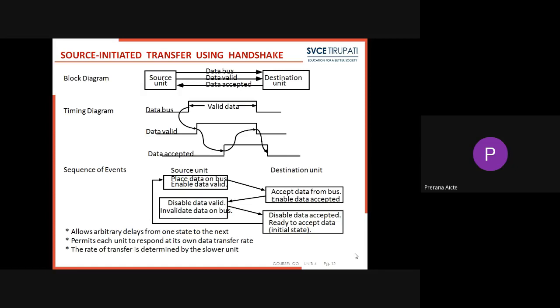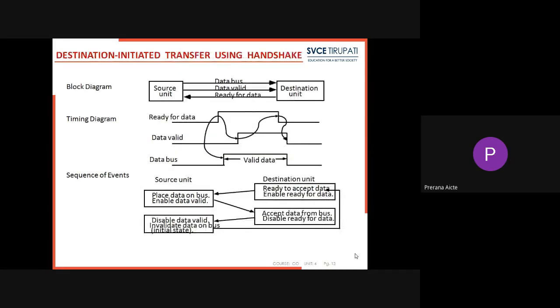The source unit in this case does not place data on the bus until after it receives the ready for data signal from the destination unit. From there, the handshaking procedure follows the same pattern as in the source initiated case. And the second one, destination initiated transfer.